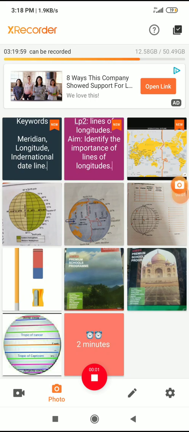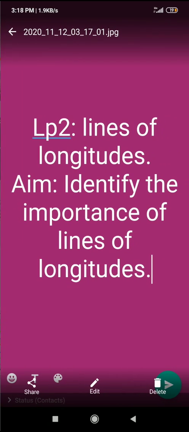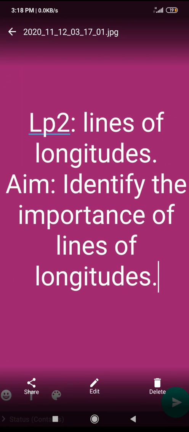Hello students, so now we will go through the LP2 of 14th block. Lines of longitude. The aim of this LP2 is to identify the importance of lines of longitude.